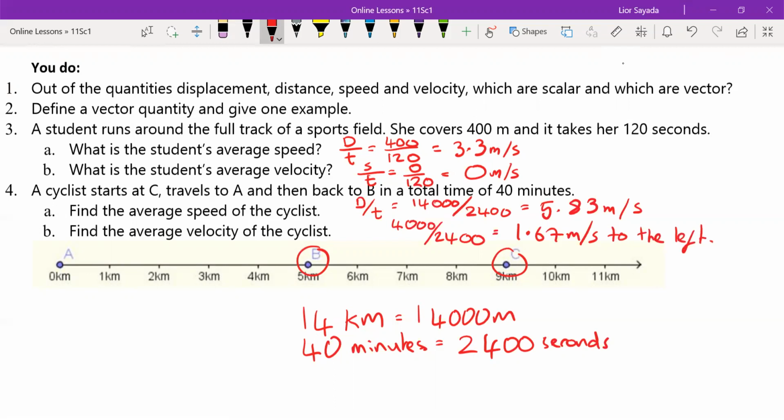I hope this video helped you to understand the difference between distance and displacement, and also the difference between speed and velocity.